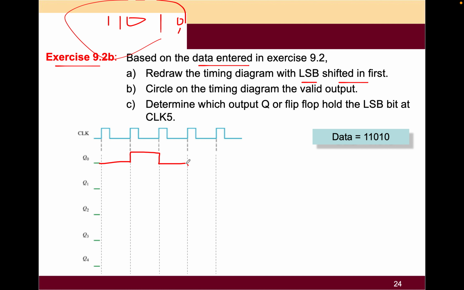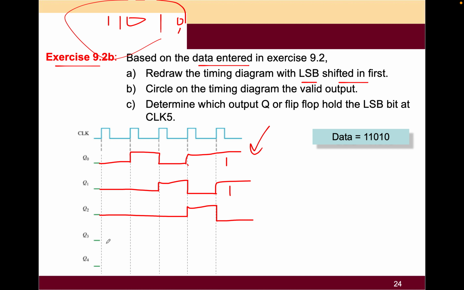0 1 0 1 1. So this is my Q0. I can directly know this will be my data in. But if you don't understand, you can go one by one. Everything will be shifted. Here will be 0, 1, 0, 1. Correct? And yeah, I think it's correct. It will be 1, 1 here. Then here will be this. Okay, and lastly, I hope my answer is correct. 0, 1, and lastly, it will be 0.